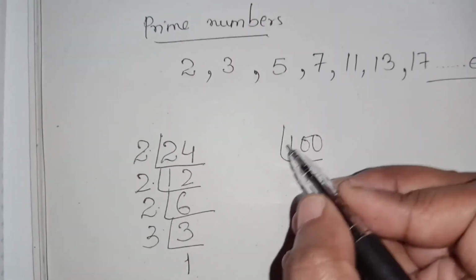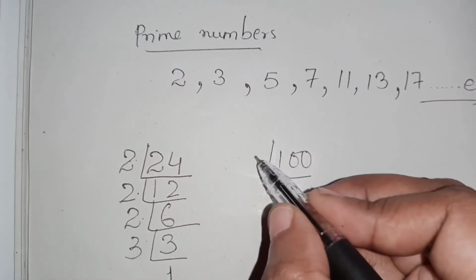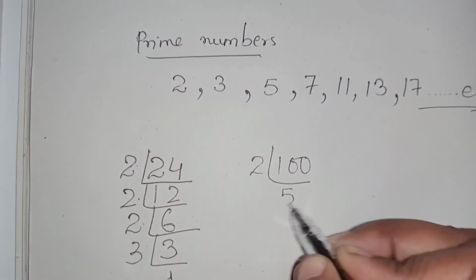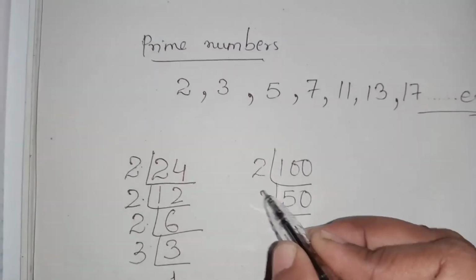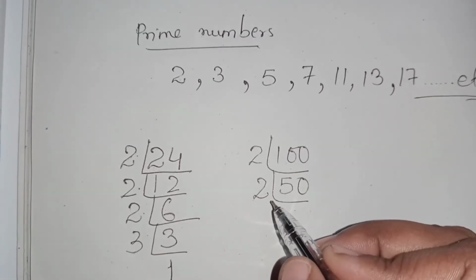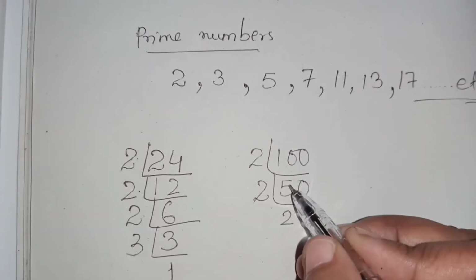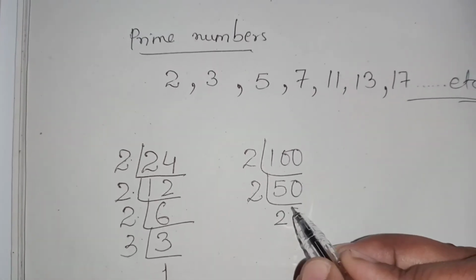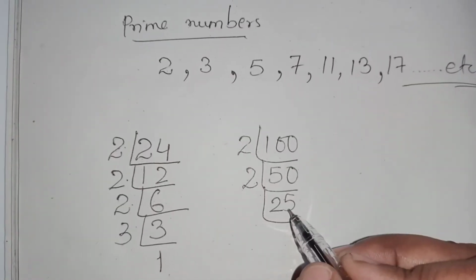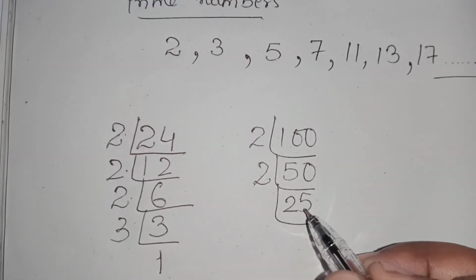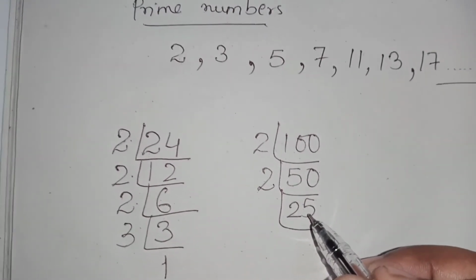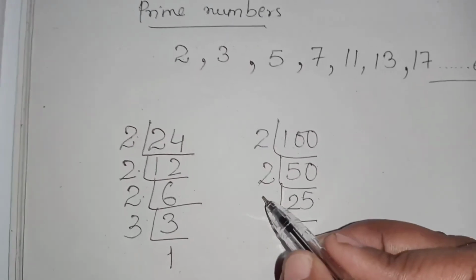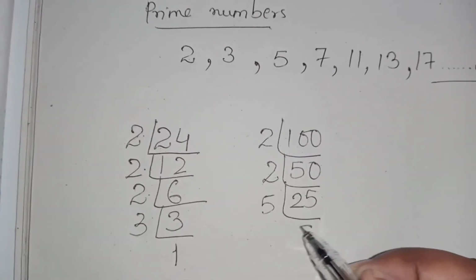100. Okay. So 100 is an even number. 2 fives are 10, 2 zeros are 0. 50 is also an even number, so it will be divisible by 2. 2 twos are 4. So it was 5, 1 carry, it becomes 10. So 2 fives are 10. Now 25 doesn't come in the 2 table. This is not an even number. It also doesn't come in the 3 table. It directly comes in the 5 table. Okay. So 5 fives are 25.